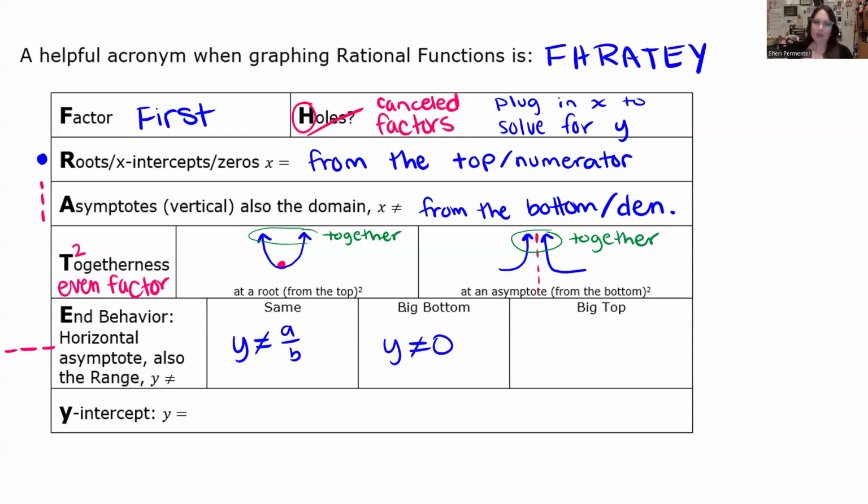Let's get through it. Big bottom means y is not going to be equal to 0. That's where your asymptote is. And when you're bigger on top, we're not doing any of these types, but you get not a horizontal but a slant asymptote, and you have to divide. Not for us. You would do that in advanced, or you will definitely do it in pre-cal. So slant asymptotes, and you will divide.